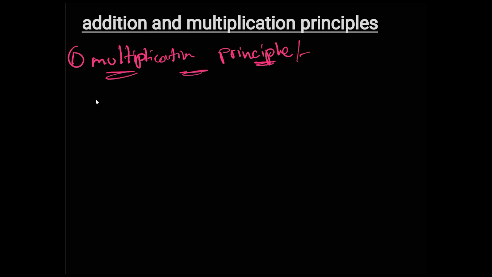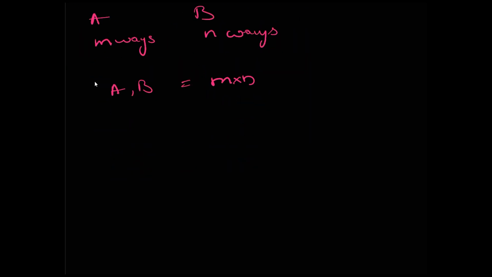Let us assume there are two events A and B, and event A can occur in m ways and event B can occur in n ways. Then the number of ways in which event A and B occur in succession will be m into n. This is multiplication principle. Now let us take an example.